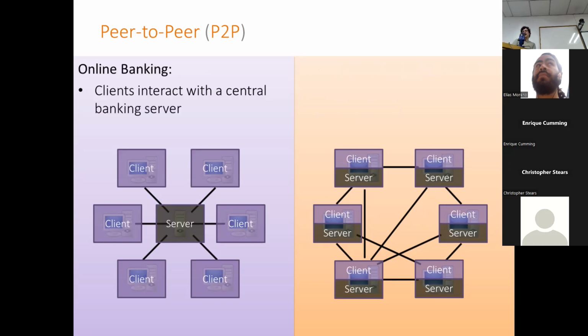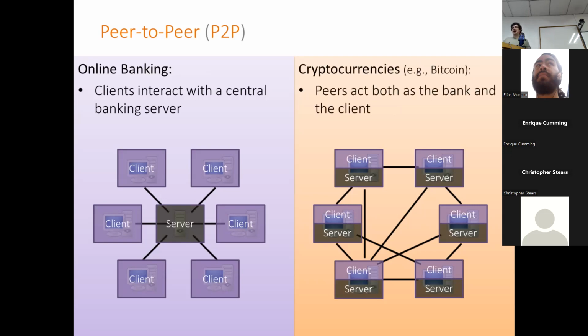Online banking. Clients interact with a central banking server, and a peer-to-peer equivalent of that would be Bitcoin, as we mentioned. Yeah. So peers act both as the bank and the client somehow. Yeah.